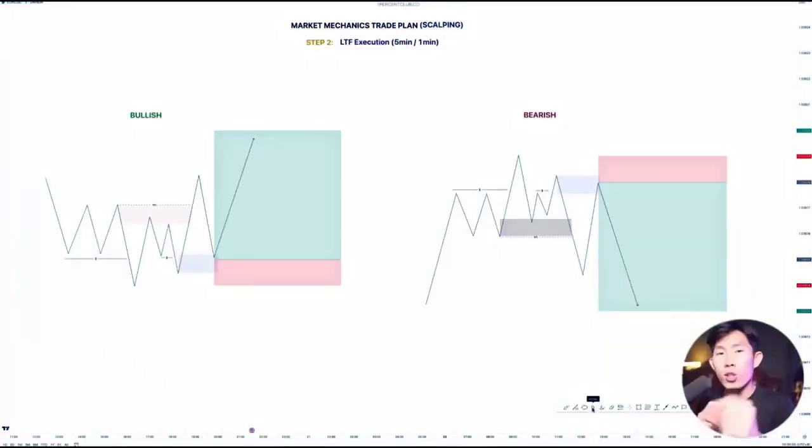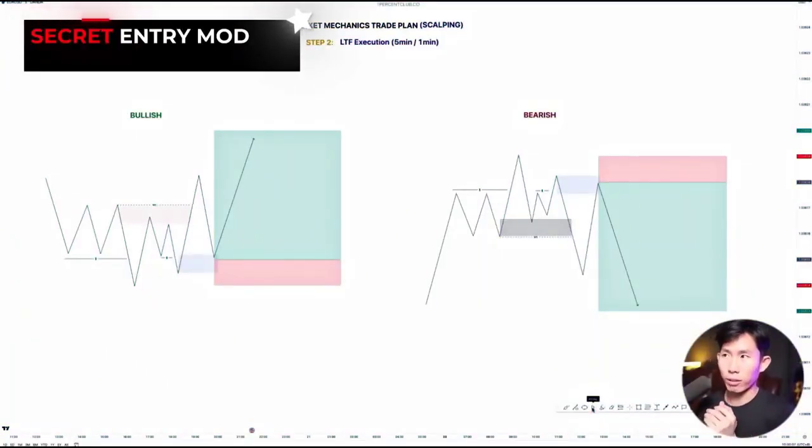Alright, so yeah, now you can get back to watching this video and learn about the awesome entry models that I'm about to show you. So here's the secret entry model. It's called the flip plus sweep entry model. This is 1 out of 6 different entry models that we have inside the 1% club, right?